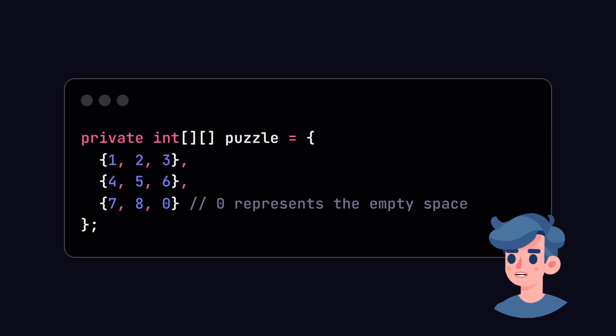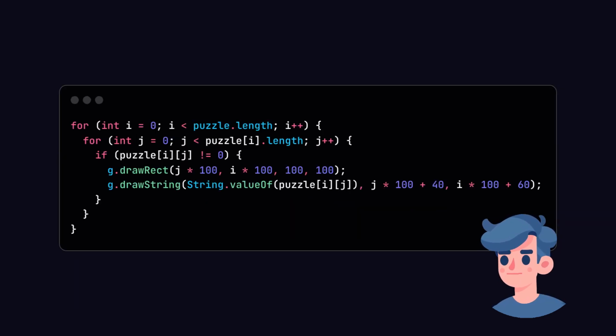Now, we want to design our puzzle. For simplicity, let's create a 3x3 grid of puzzle pieces. We will represent the puzzle pieces as numbers in a 2D array. In the paintComponent method of our GamePanel, we will draw each puzzle piece based on our 2D array. We'll use a loop to iterate over the array and draw rectangles for each number, leaving one space for the empty tile.